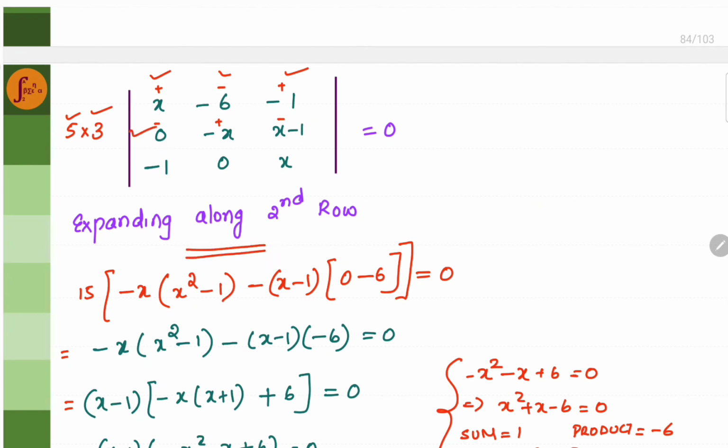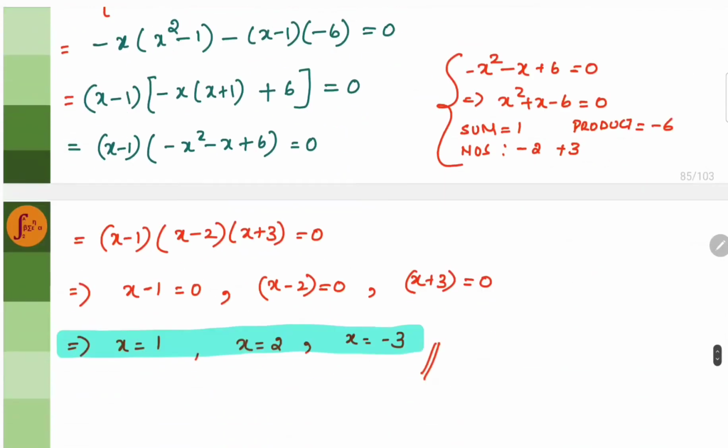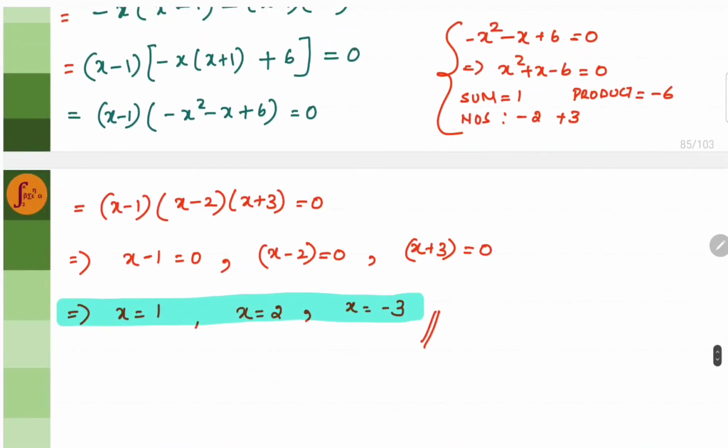You can take this row or you can take this row. Both of them are the same because both of them have 1 0 only. So expand along the second row and then you equate it to the determinant. They've given the determinant as 0. Then don't expand the terms. Leave the terms like this: x minus 1, x minus 2, x plus 3.